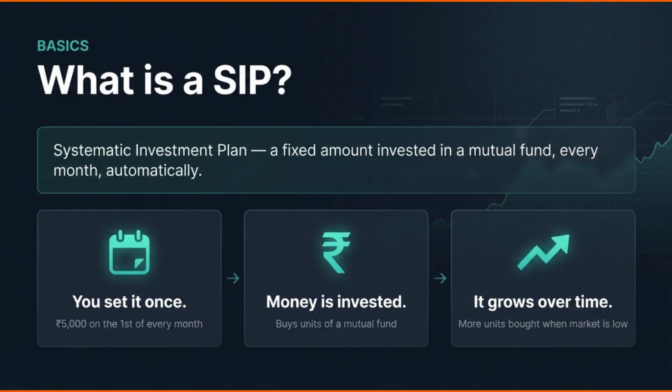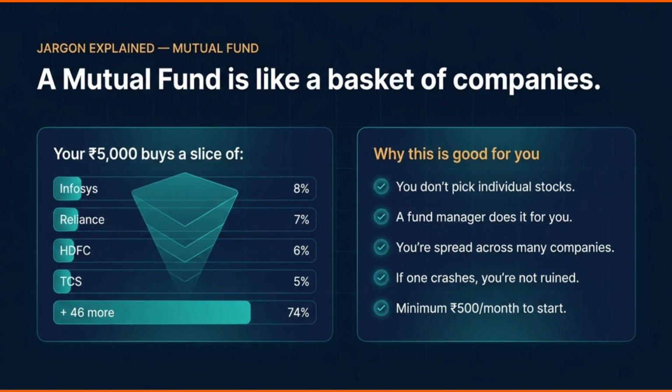A systematic investment plan, or SIP, is simply a fixed amount of money invested automatically into a mutual fund every month. Think of a mutual fund like a basket of companies. So, your 5,000 rupees monthly investment buys you a slice of multiple companies like Infosys, Reliance, HDFC, and TCS, for example. This is great because a fund manager does the heavy lifting for you. And because your money is spread across many companies, you aren't completely ruined if one specific stock crashes.